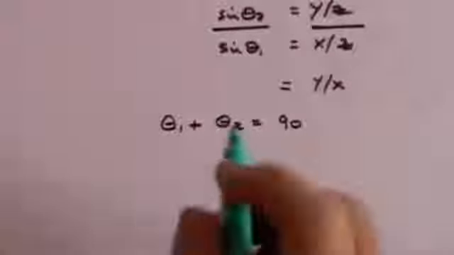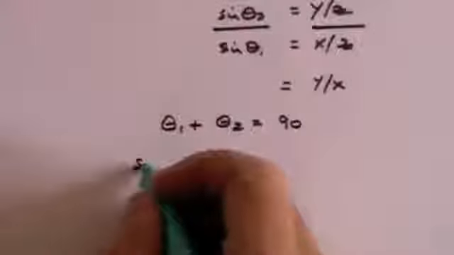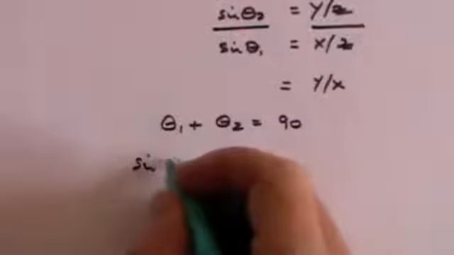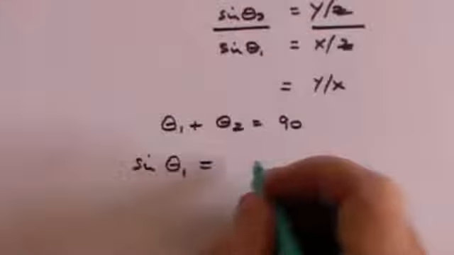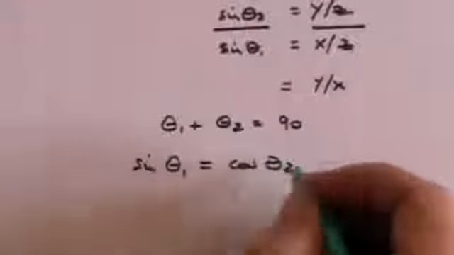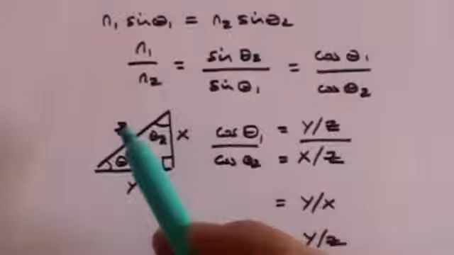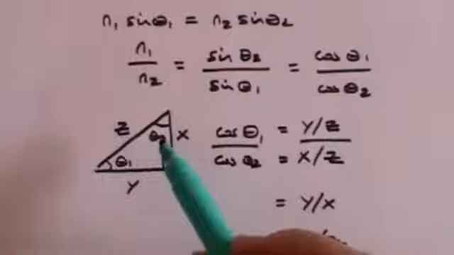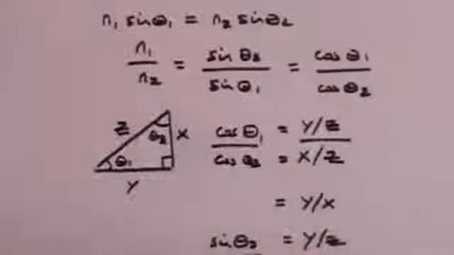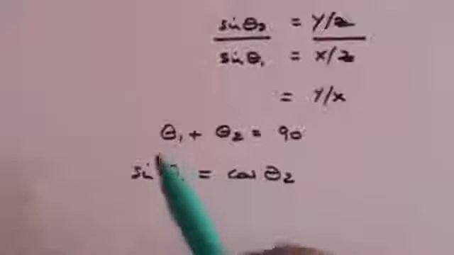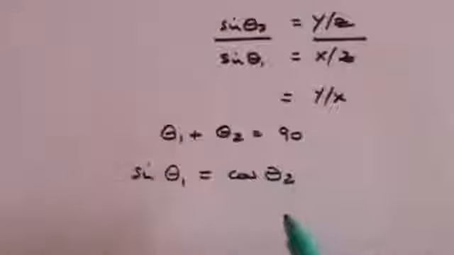when theta 1 plus theta 2 is 90 degrees, then the situation is that the sine of theta 1 is equal to the cosine of theta 2. I can show that very simply. The sine of theta 1 is x over z. The cosine of theta 2 is x over z. So the sine of theta 1 is equal to the cosine of theta 2.